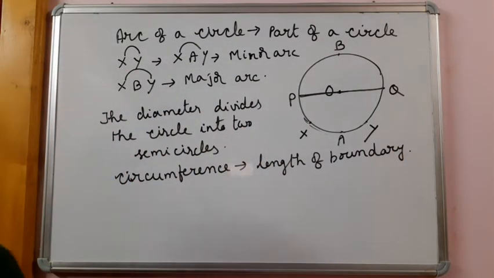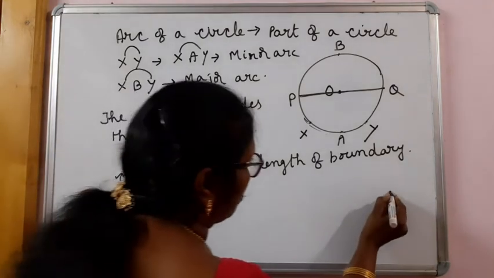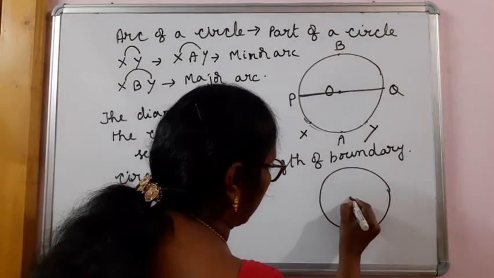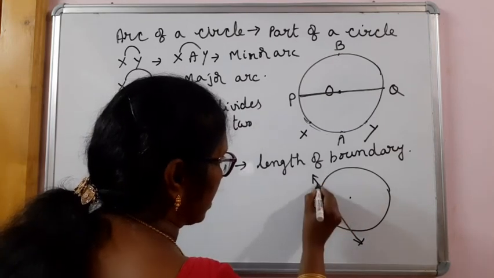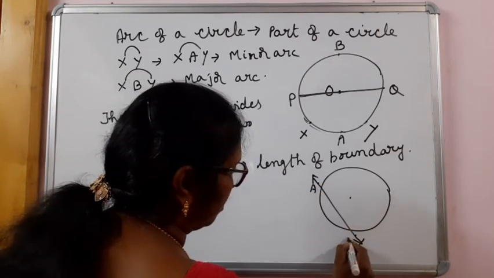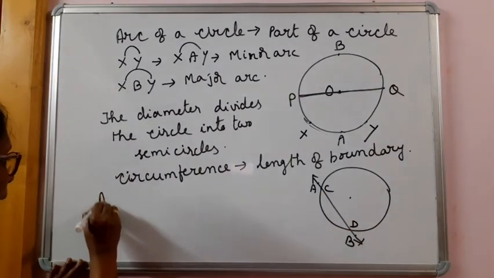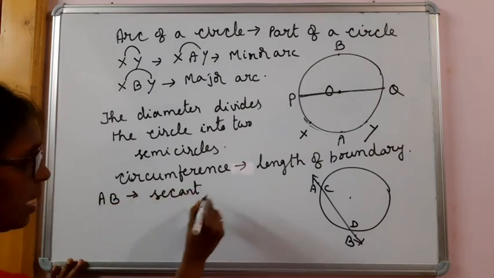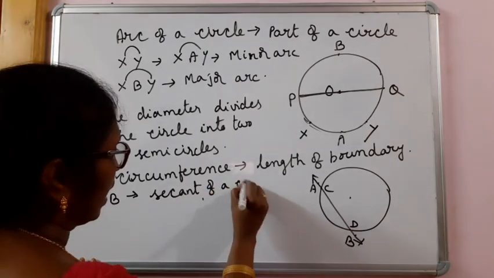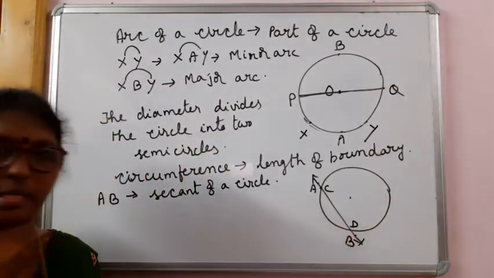And 2 more points. What is the secant of a circle and what is the tangent of a circle? Let me explain you that by drawing one more circle here. Let this be the line AB intersecting the circle at C and D. AB is the secant of a circle. The secant of a circle intersects the circle at 2 points.